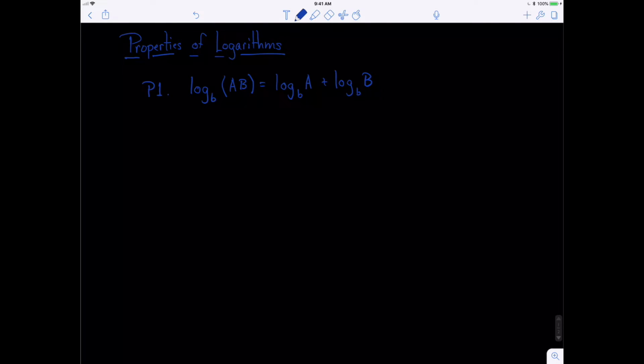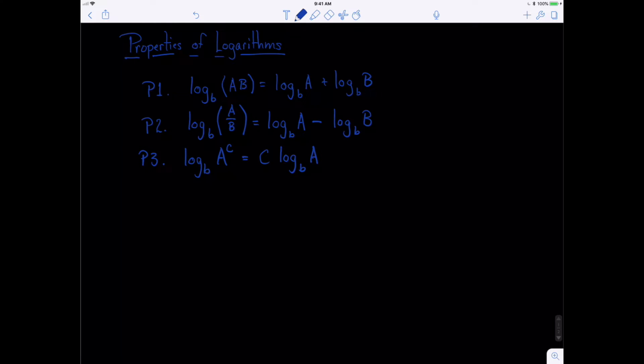That's the first property. The second property says the log in base b of two numbers being divided is equal to the log in base b of A minus the log in base b of B. And the third property says if I have any log in base b of some number A raised to an exponent, maybe c, then this is the same as c times the log in base b of A. In other words, the c can just be moved out and made into multiplication.